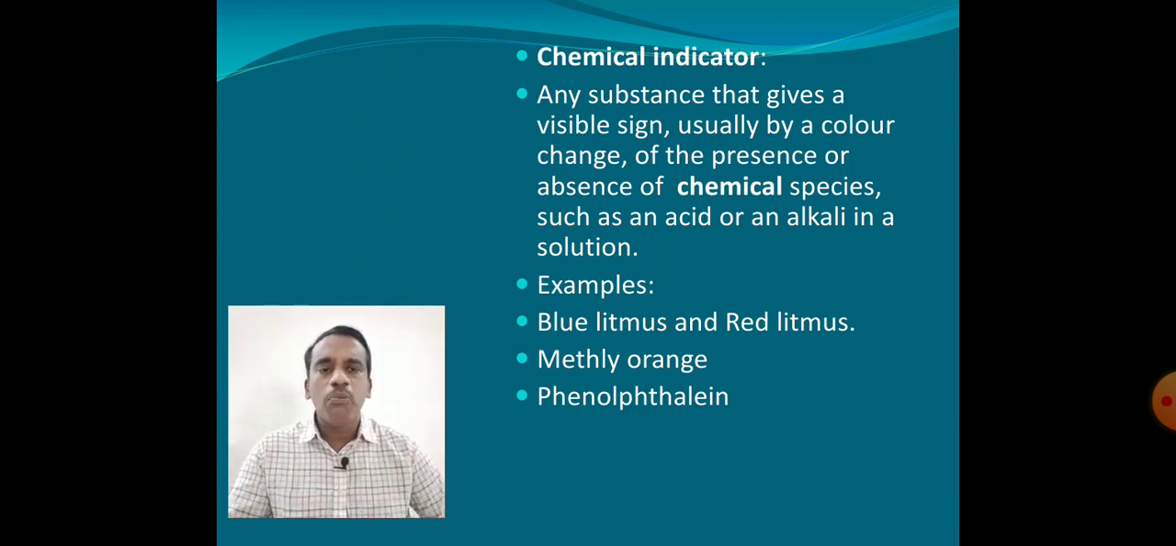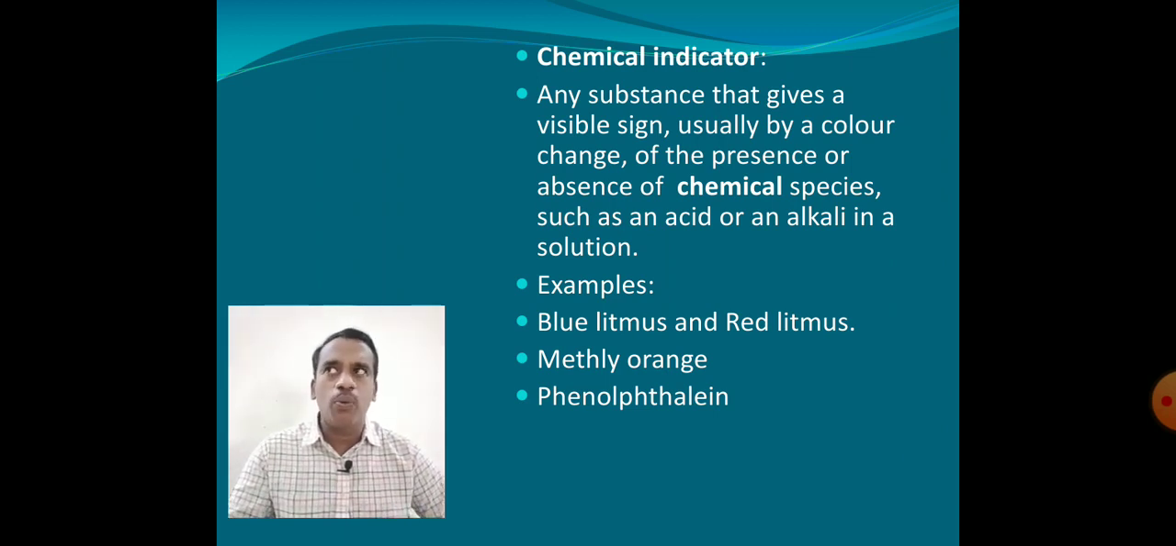Other than the blue litmus paper, what other chemical indicator can we use? We can use the red litmus paper also. But the function of red litmus paper is to detect the presence of a base. Means when you dip a red litmus paper in a basic solution, then it turns to blue.